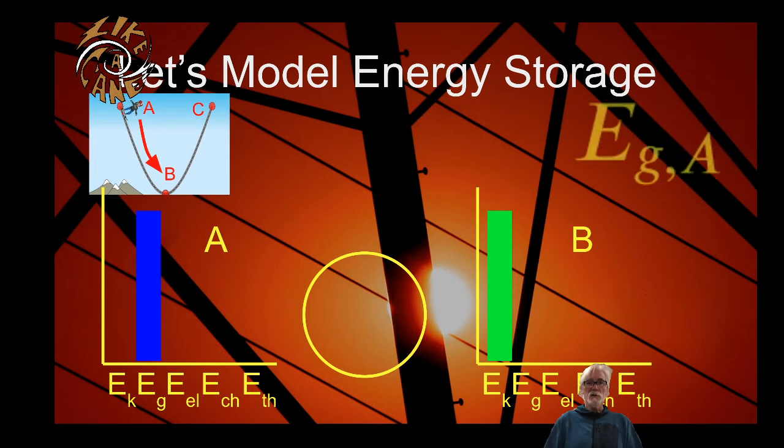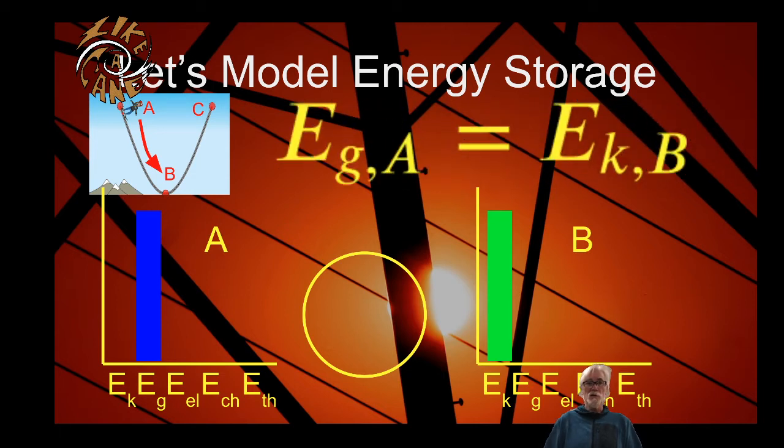Translating this to symbolic representation, we find that all the energy stored at A was gravitational, and that's equal to all the energy stored at B, which is kinetic, so Eg at A equals Ek at B is the equation that models energy here. Now let's get into the next energy storage model.